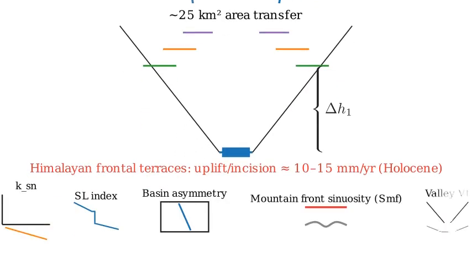Remote analyses complement field work. Morphometric indices help map active segments. High normalized channel steepness, K_sn, and high stream length gradient often coincide with rapid uplift. Basin asymmetry, mountain front sinuosity, and valley floor width to height ratios discriminate active fronts with narrow V-shaped valleys from inactive broad valleys.